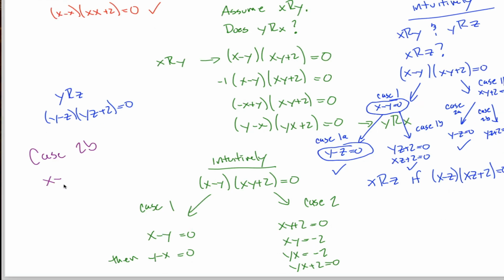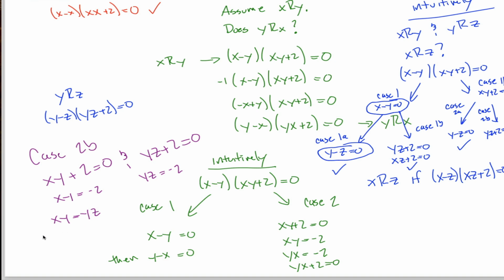What we know is that xy + 2 = 0, and that yz + 2 = 0. And our question is, does that imply that (x − z)(xz + 2) is equal to 0? Well, let's see. If xy + 2 = 0, then xy is equal to −2. If yz + 2 is equal to 0, then yz is equal to −2. But if xy = −2 and yz = −2, then xy = yz, which implies that either y equals 0 or that x equals z.